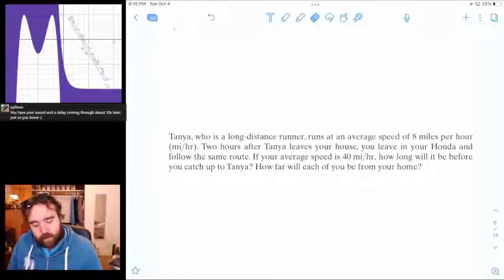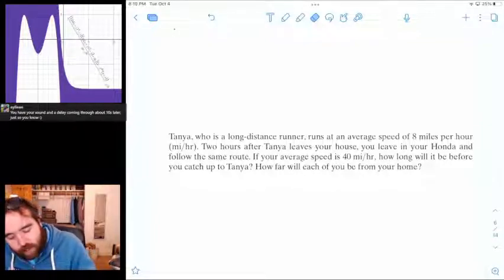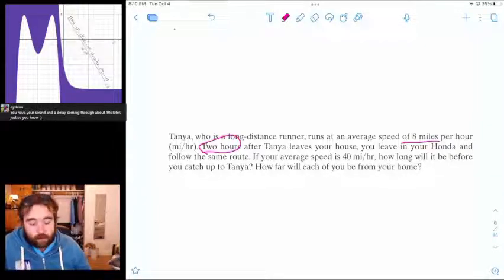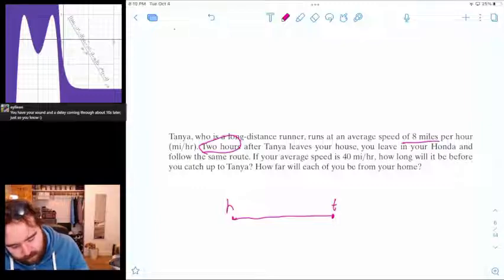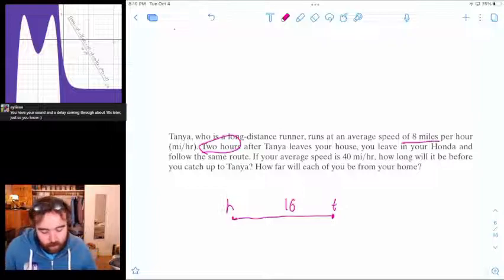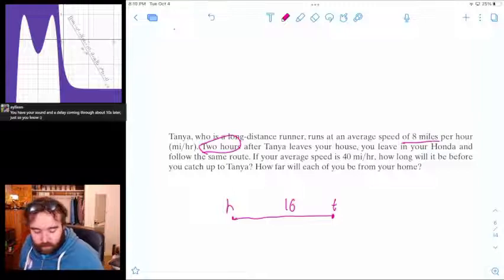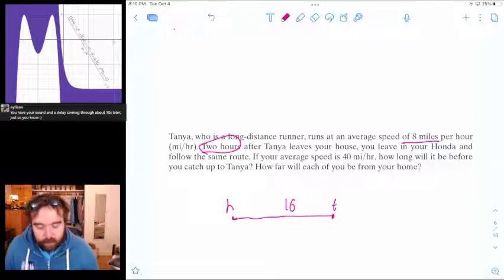So we could start by drawing a picture if we wanted to. Because she goes 8 miles an hour, and they tell us right off the bat that she goes for 2 hours. So if we say, here's our house, we know that after 2 hours, Tanya's going to be 16 miles away, since she's going 8 miles every hour. But then you leave in your Honda following the same route, and your average speed is 40 miles an hour. So how long will it be before you catch up to Tanya?